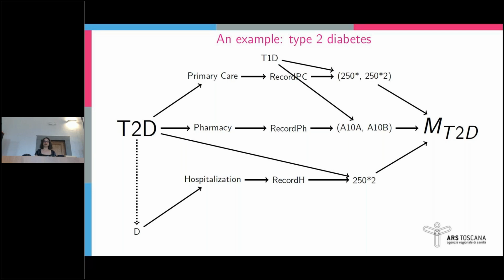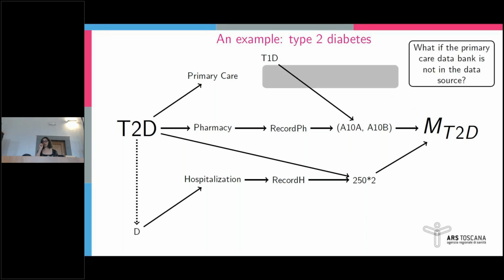And before generalizing this, something that is very important to point to your attention is that in some data sources, some of those actions do not cause anything, okay? Like in Italian data, if you go to primary care, nothing happens. Nothing exists, right? So we can forget that specific data bank.